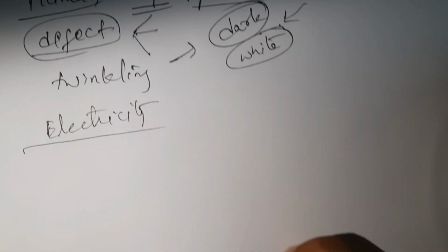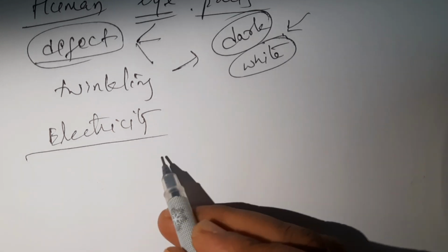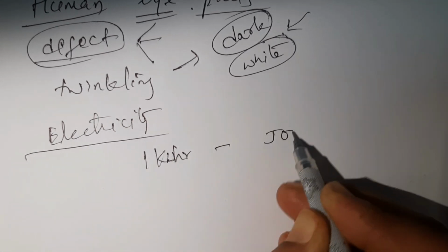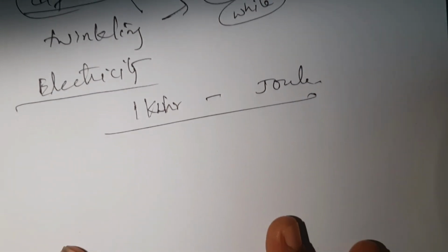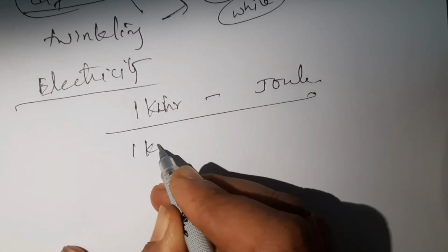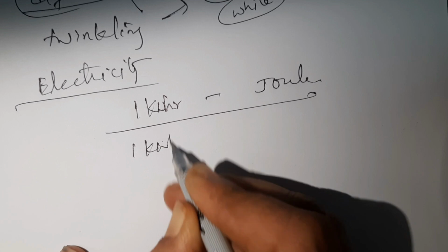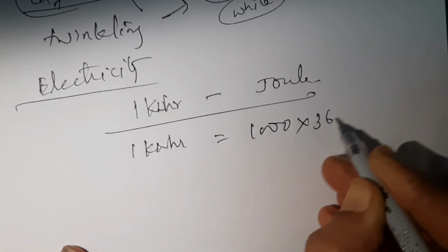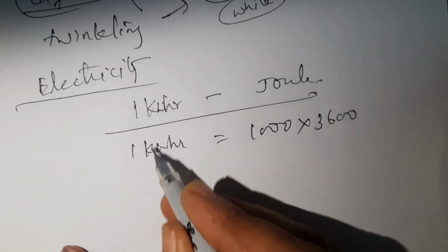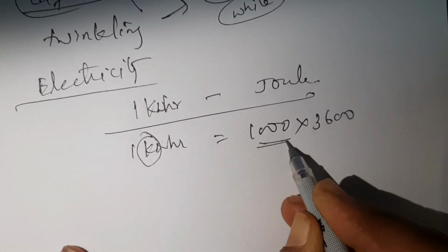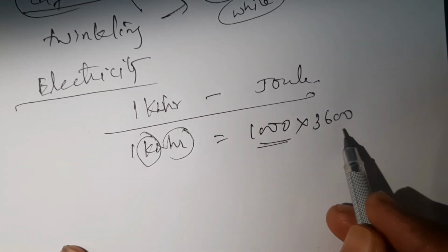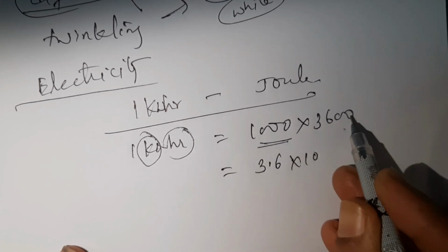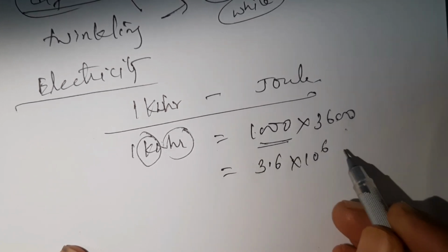In the video, I forgot to explain the relationship between kilowatt hour and joule. So what is the relation between kilowatt hour and joule? 1 kilowatt hour is equal to 1000 multiplied by 3600 seconds. We are converting kilowatt to watt, so I took 1000, and for 1 hour to seconds, 3600. Thus it is 3.6 multiplied by 10 raised to 6 joule.